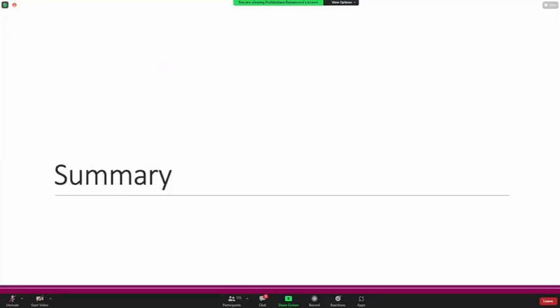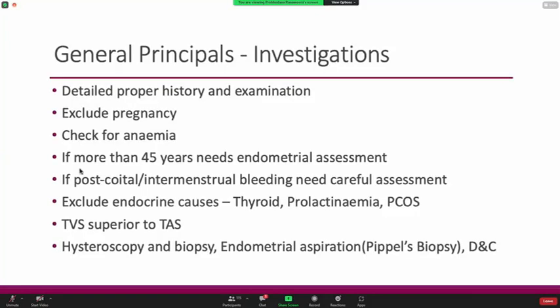for endometrium. So in summary, right, do proper history and examination, exclude pregnancy, check for anemia. If it is more than 45 years of age, do endometrial assessment. If it is postcoital bleeding or intermenstrual bleeding, do a careful assessment. Exclude endocrine causes like thyroid, prolactin, and polycystic ovaries. Transvaginal scan is superior to transabdominal scan. So if you have the opportunity to do a transvaginal scan, always do it.